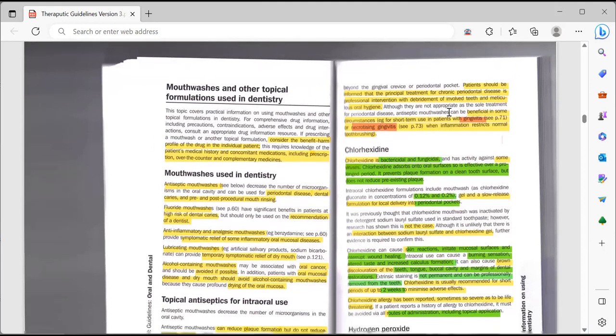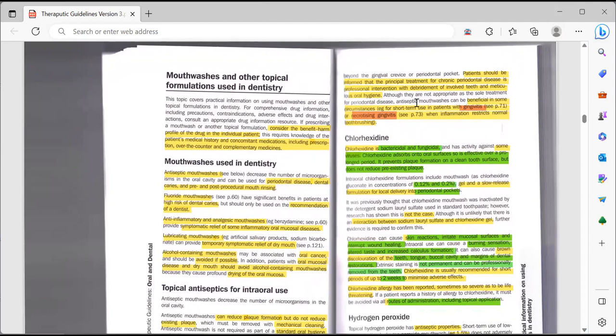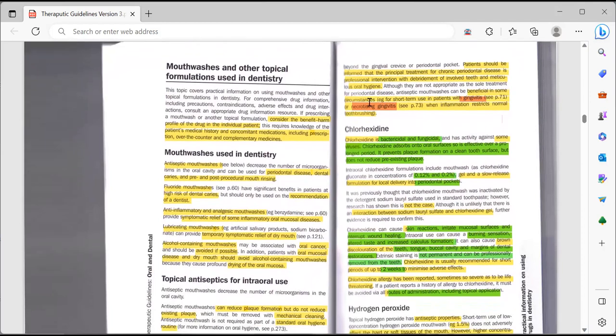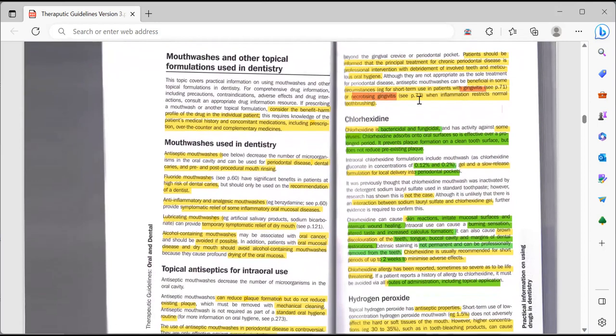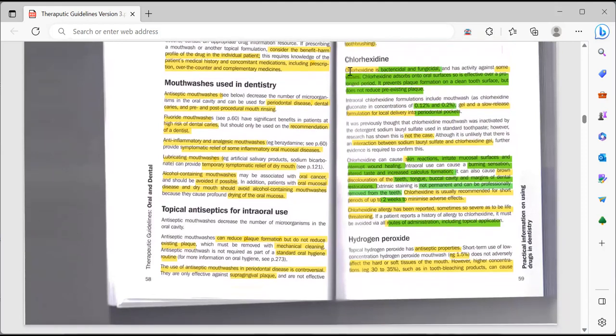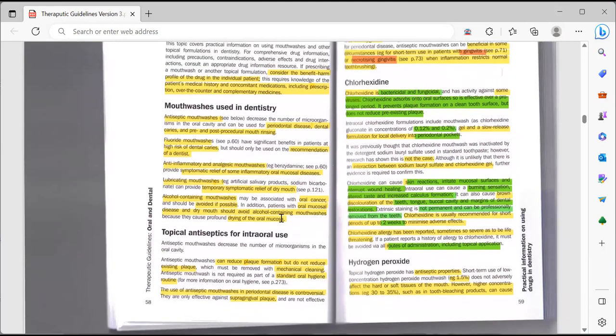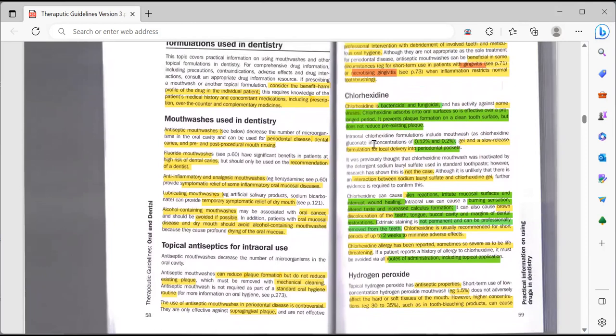Okay, and although they are not appropriate as the sole treatment for periodontal disease, antiseptic mouthwashes can be beneficial in some circumstances. For example, short-term use in gingivitis or necrotizing ulcerative gingivitis cases, when there is a lot of inflammation. In necrotizing gingivitis, we all know that there would be a lot of inflammation and the patient would be in a lot of pain, right? So we need to remove that plaque and bacteria, so it would act as an additional measure.